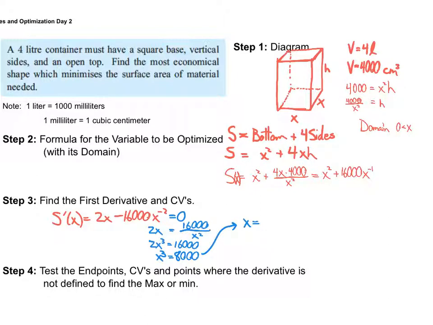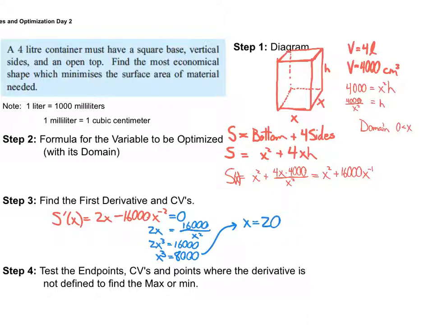What's the cube root of 1,000? 8,000? What's the cube root of 1,000? 10. What's the cube root of 8? 2. So it would be 20. Yeah, or x times 10. That's all right. Okay, you can use your calculator. It's okay. All right, so x is 20.